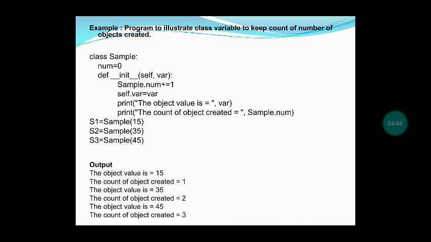Next the object value is 35. Already one object S1 is there. Next we are creating S2, so the count of objects created is 2. Next the object value is 45. The third object has been created, so the count of objects created is 3. In this program, 3 objects have been created and we have printed the object values one by one, 15, 35 and 45. By this program, we understand both the constructor and how to create more than one object inside the class.